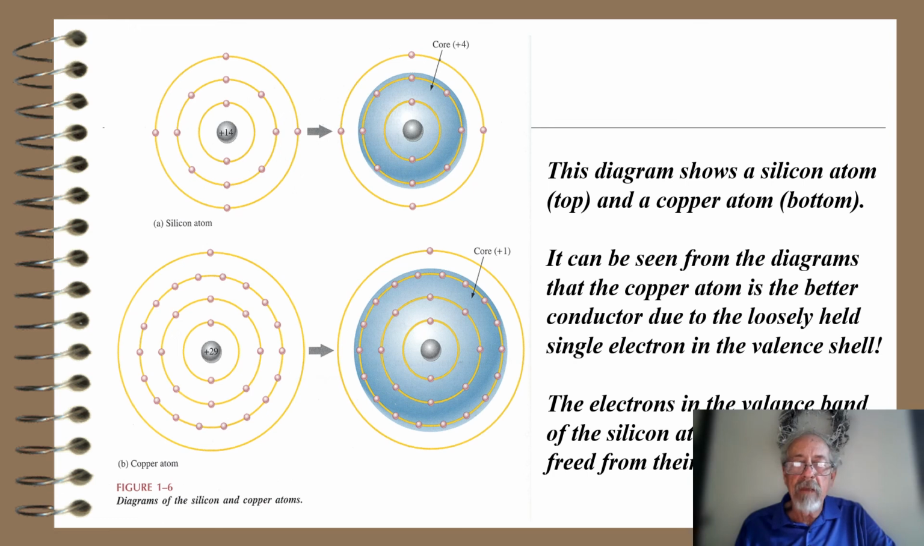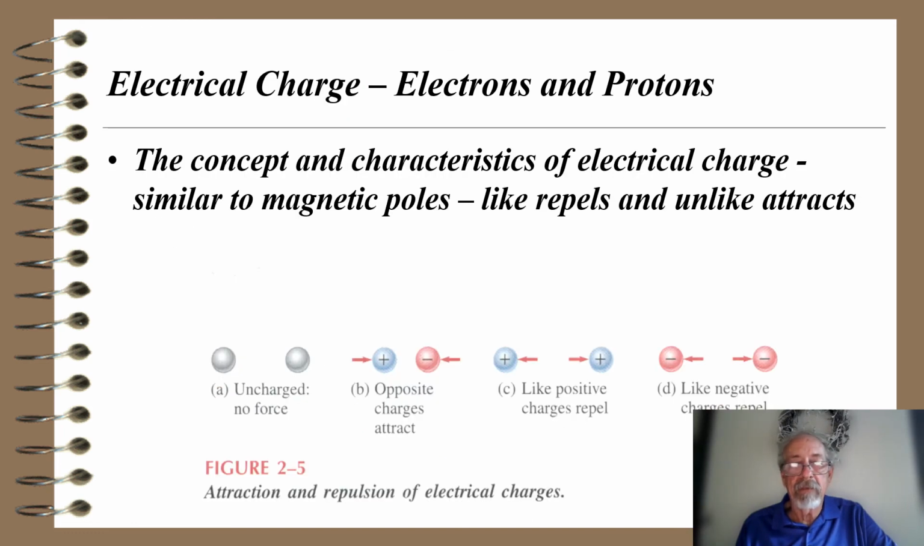So, what about the semiconductors or the conductors? This diagram shows a silicon atom on top and a copper atom on the bottom. As can be seen from the diagrams, the copper atom is a better conductor due to the loosely held single electron in the valence shell. The electrons in the valence band of the silicon atoms are not as easily freed from their shell, and actually they prefer to bond with other silicon atoms to make up a lattice, or crystal, a silicon crystal, because I could share one silicon atom with 4 others, and that would give 8 valence electrons, which would fill that shell, make it feel like it's filled.